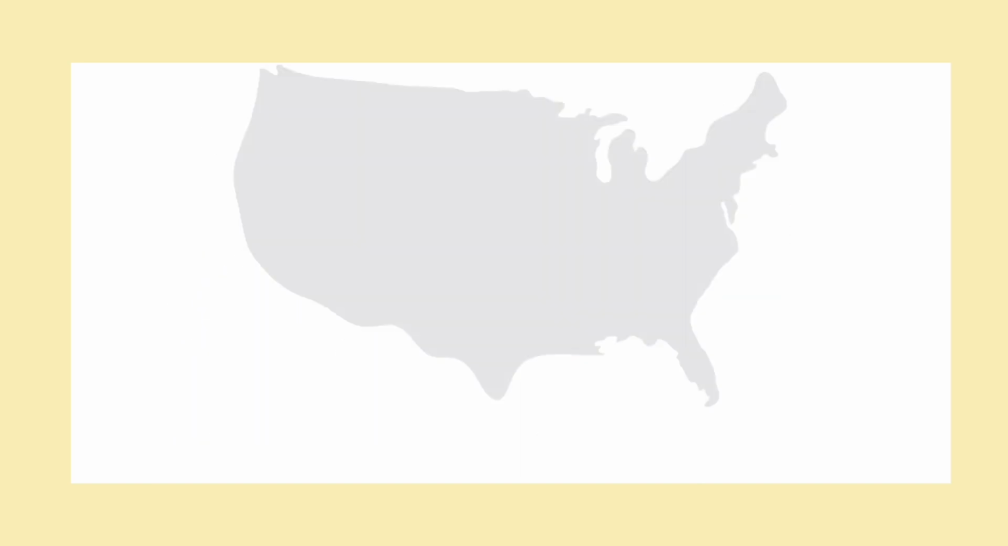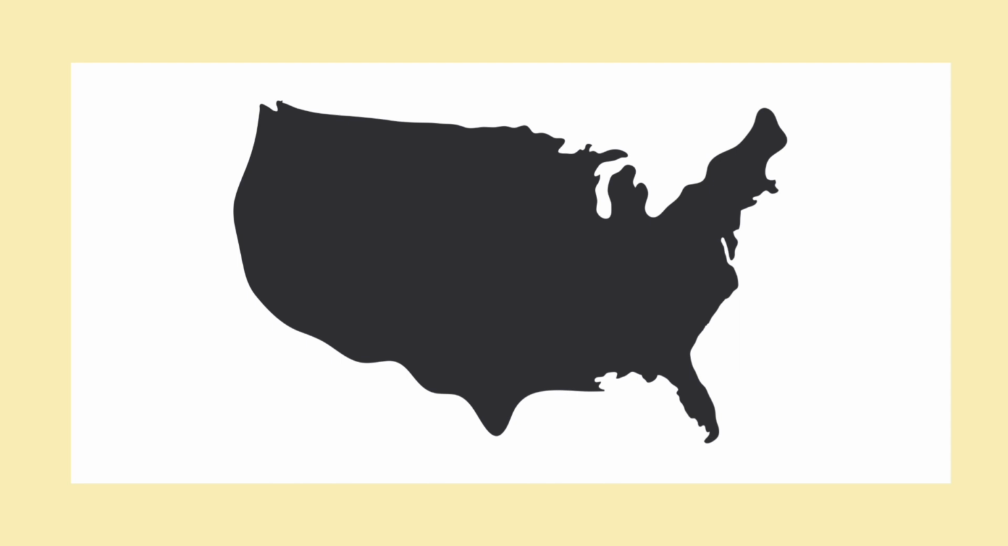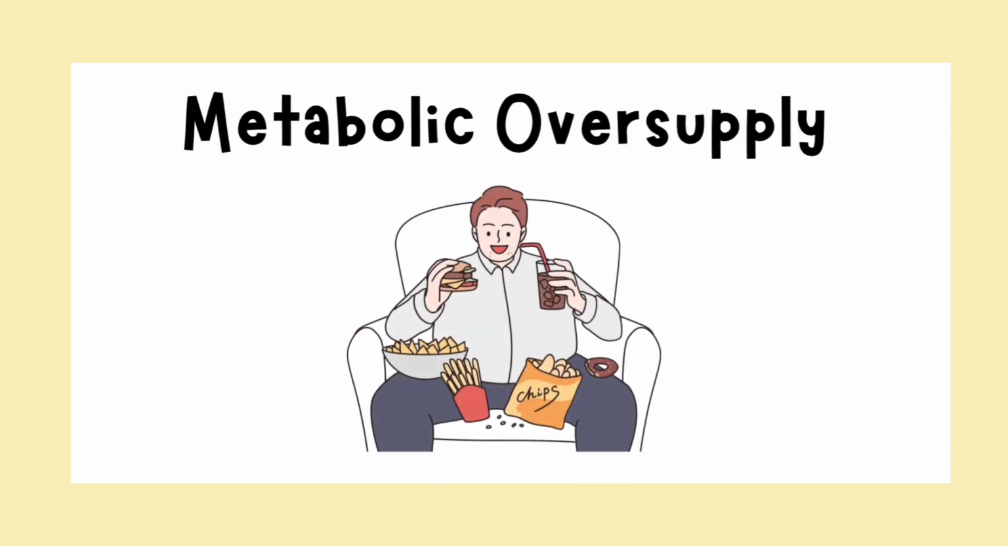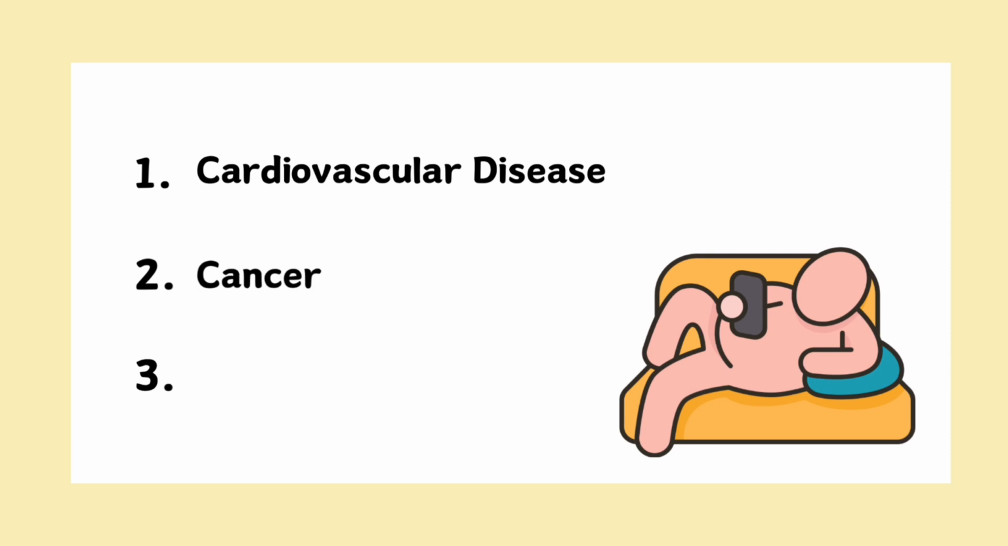If we look at the United States alone, we can see an overall prevalence of physical activity at a small 25.3%. This is mainly due to metabolic oversupply, where people are consuming more calories than they expend. Physical inactivity could lead to a number of chronic illnesses, such as cardiovascular disease, cancer, and diabetes.